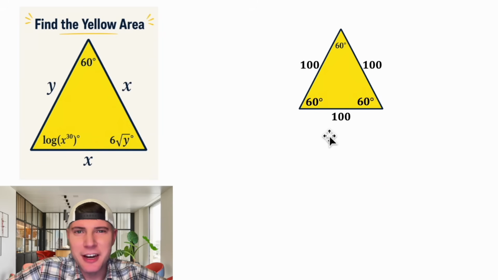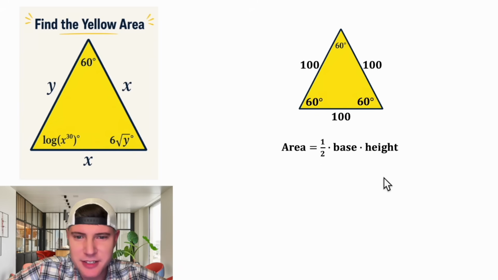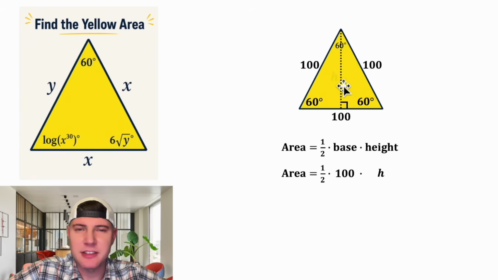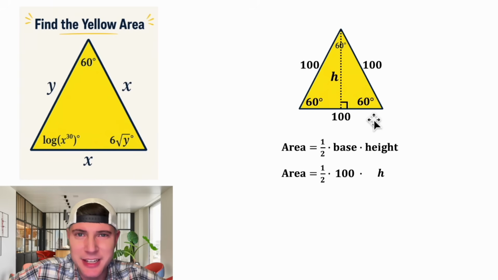And now we can find the area of the triangle. The area of a triangle is equal to 1/2 base times height. We can tell right here that this base is equal to 100, so we can plug that in. And then for the height, let's call it h. Let's draw this line perpendicular to the base, and let's label it h. In an equilateral triangle, this altitude is also an angle bisector, a perpendicular bisector, and a median. So this 60 up here is going to be split into 30 and 30, and the base of 100 is going to be split into 50 and 50.